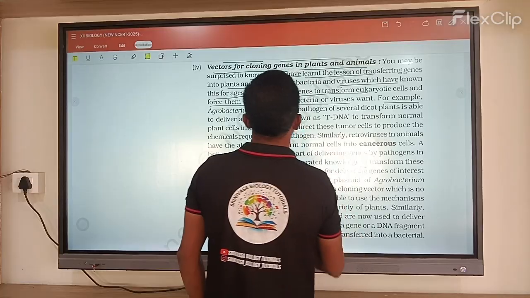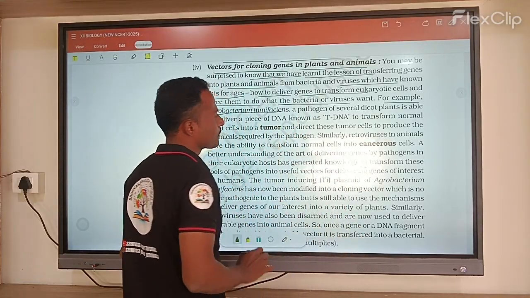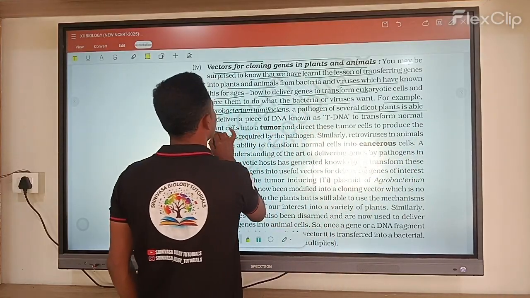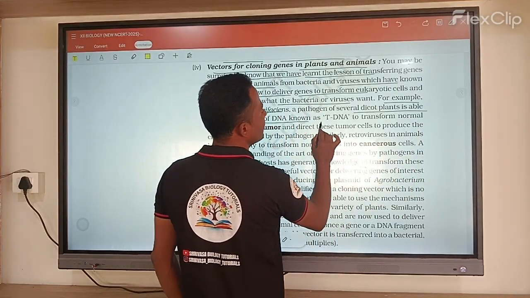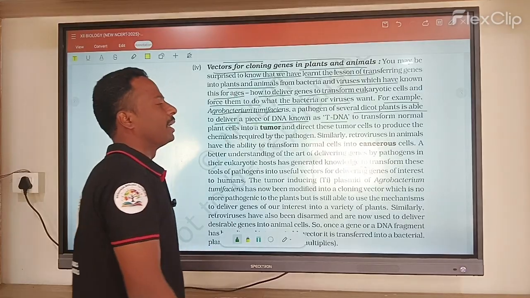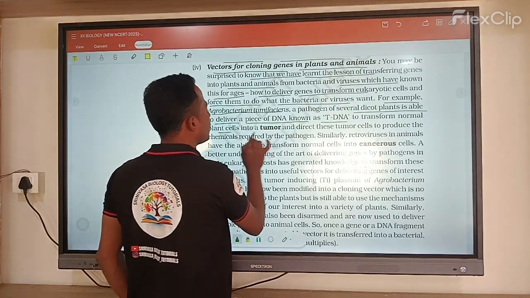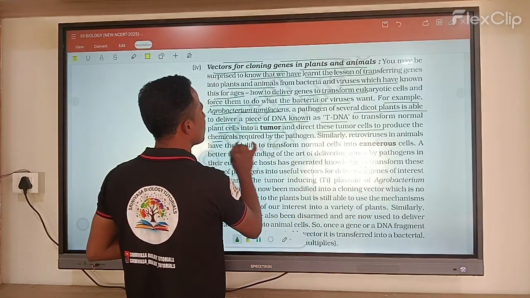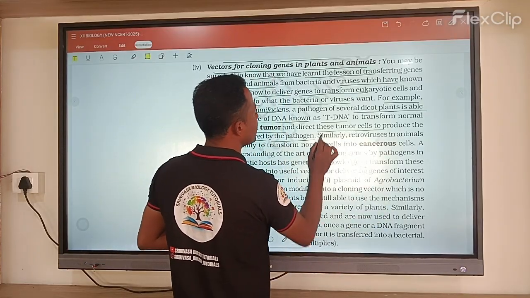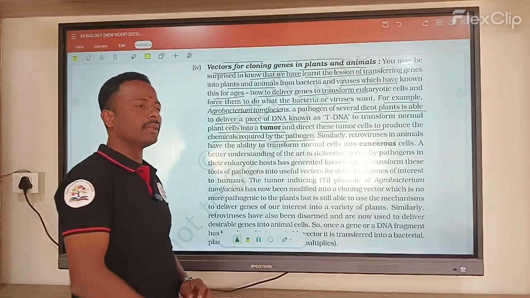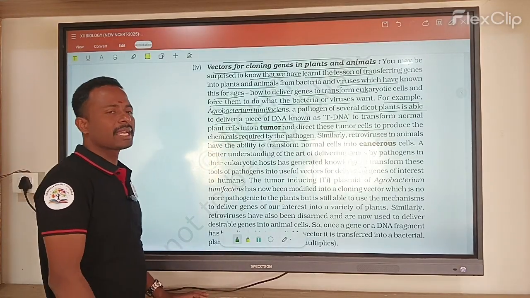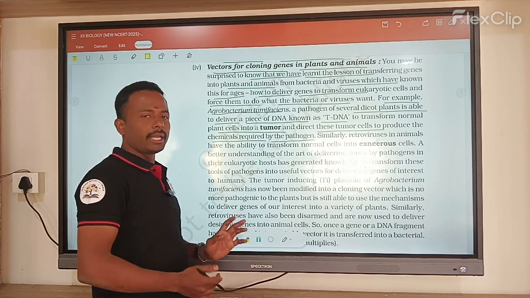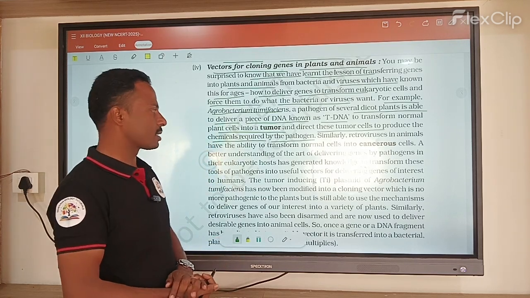For example, Agrobacterium tumefaciens. It is a pathogen of several dicot plants, able to deliver a piece of DNA known as T-DNA, transfer DNA, which transforms normal plant cells into tumor cells and directs them to produce the chemicals required by the pathogen. So Agrobacterium is mostly used as a vector, and that vector can help control disease in some pathogenic plants.